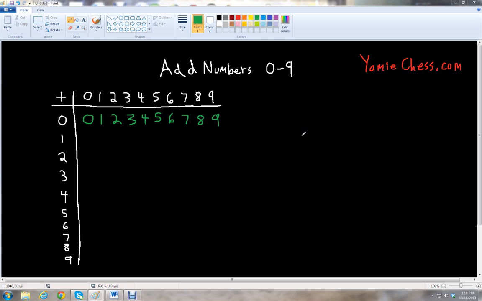Another thing to mention before we continue is that this symbol, when we add two numbers together, is called the plus sign. When you see this sign, it's a mathematical operation, which means to add the two numbers together.